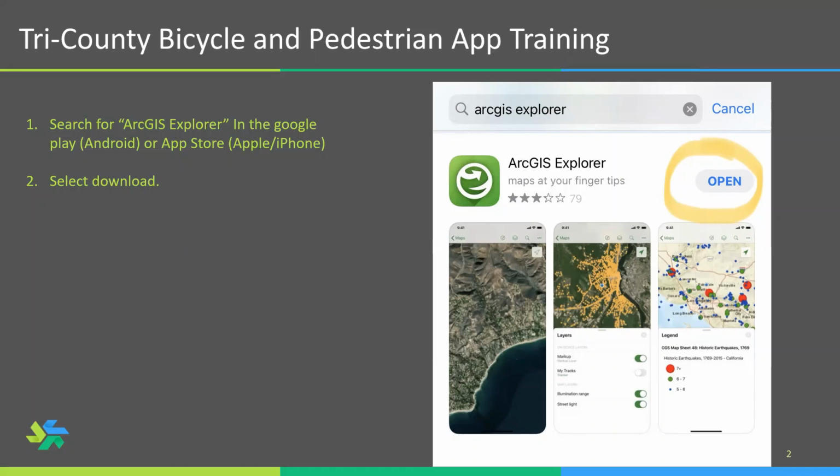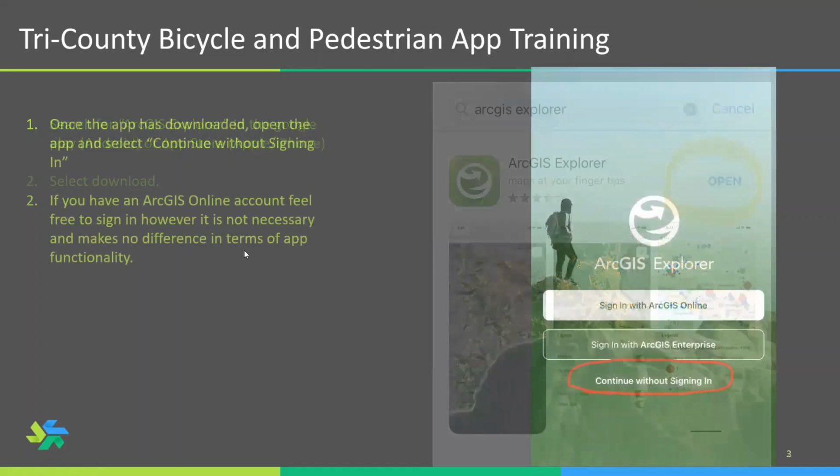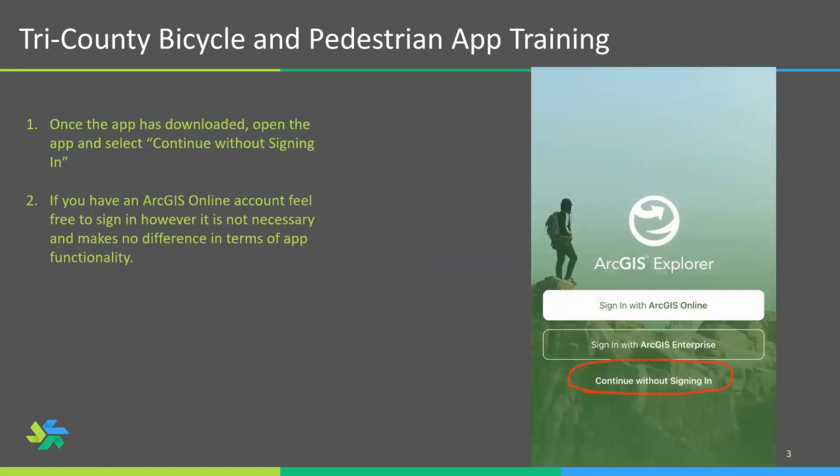Okay. Perfect. All right, so moving on from there. Once you've downloaded the app, go ahead and open that app for me. Once you do so, you're going to be brought to this menu that you see here on the right-hand side. It'll give you the option to sign in with an ArcGIS Online account or an enterprise account. However, for this purpose, and what you'll primarily use it for, you're just going to select continue without signing in. And of course, if you have an ArcGIS Online account and you want to sign in, you may do so. However, it's not necessary. It doesn't change any of the app functionality. So we're just going to go ahead and select continue without signing in.